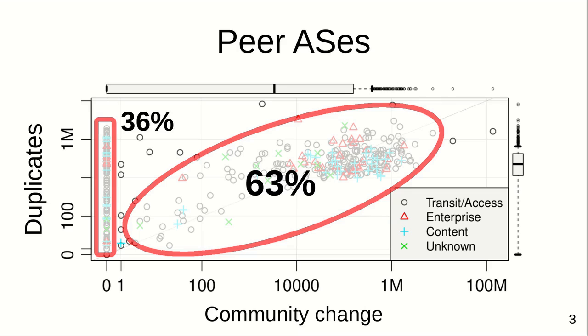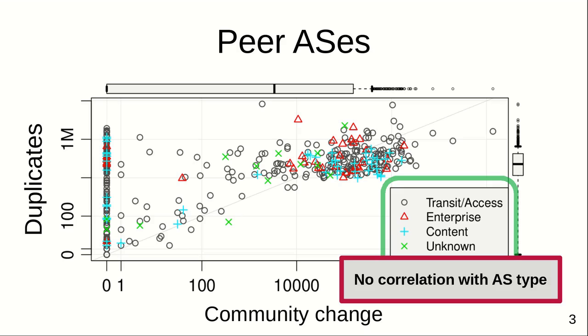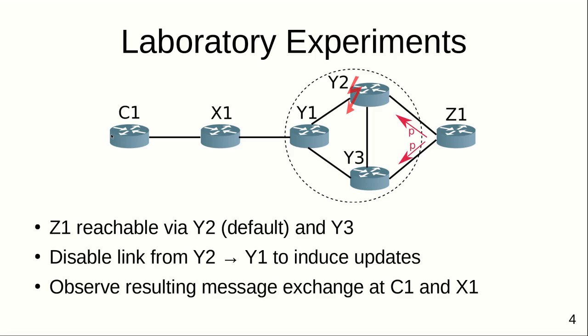Furthermore, there's not a single peer that sends community updates without duplicates, implying that when community changes occur, duplicates seem to be a constant byproduct. As a side note, we also use AS types to label the individual peers, but we find no correlation with the announcement behavior. We next show the conditions that can lead to unnecessary announcements.